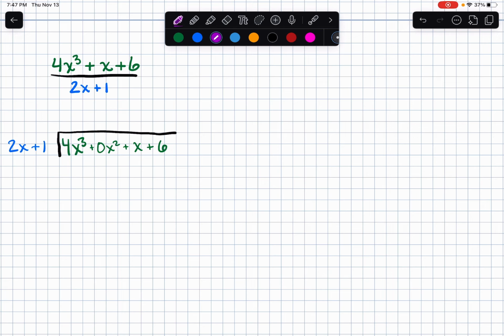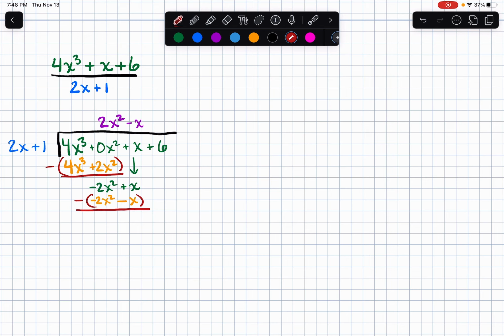So I'm going to move this one a little faster. 4x cubed divided by 2x gives me 2x squared. 2x squared times 2x plus 1 gives me 4x cubed plus 2x squared. Now you see why we need to save that quadratic space for ourselves, because even though it wasn't in the dividend, it does show up in the quotient and our work. So then I'm going to subtract. 0 minus 2 gives me negative 2x squared. Bring down the positive x. So negative 2x squared divided by 2x is going to leave me with negative x. Negative x times 2x plus 1 gives me negative 2x squared minus x. I'm going to subtract that from my existing dividend.